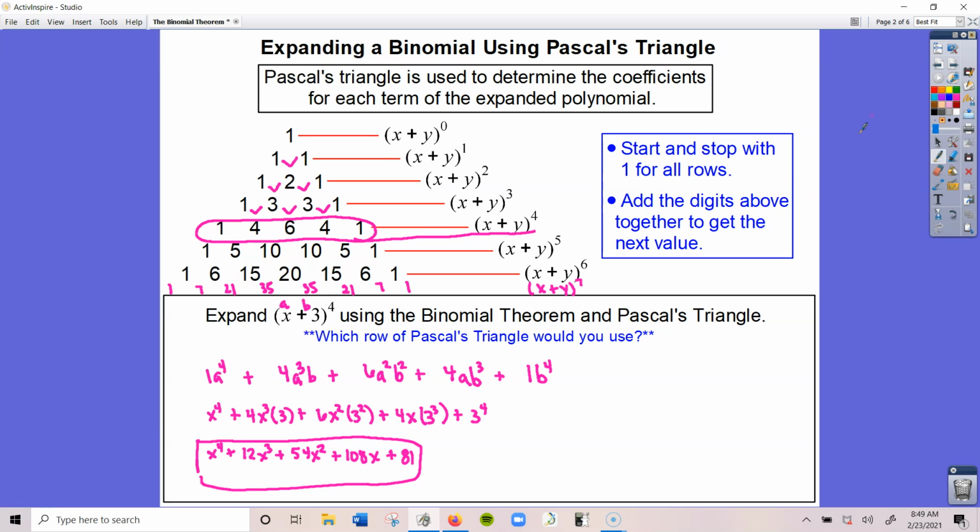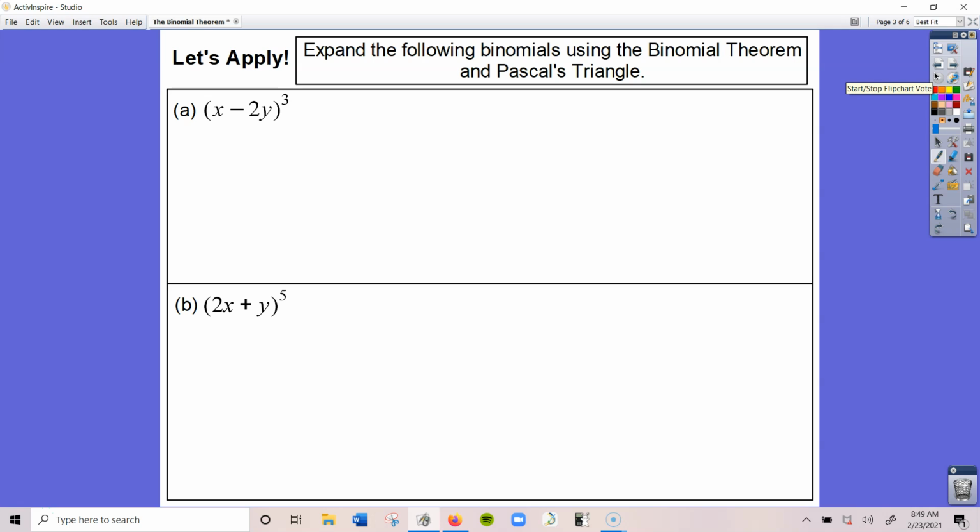Let's try a couple more examples. Here we have x minus 2y raised to the 3rd power. So I like to label what is a and b. In this case, a is equal to x and b is equal to negative 2y. So I'm just going to keep that in mind. We will worry about the signs later.